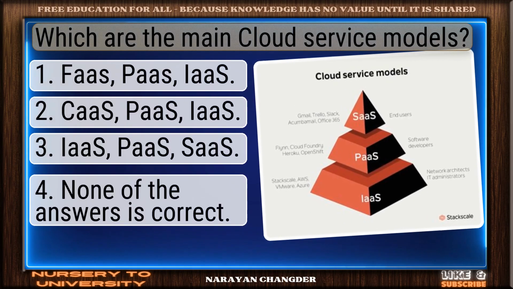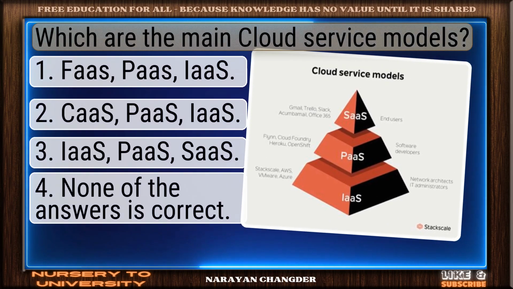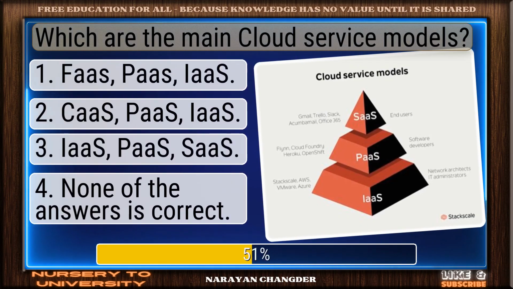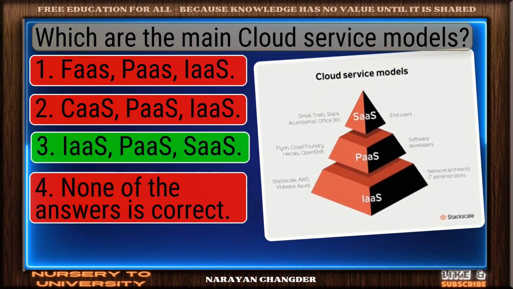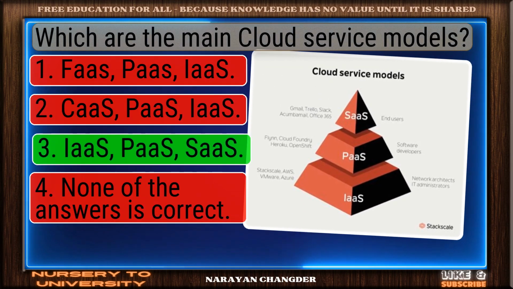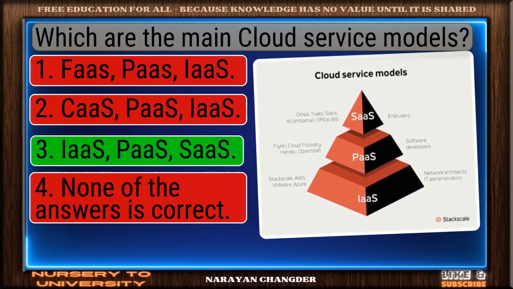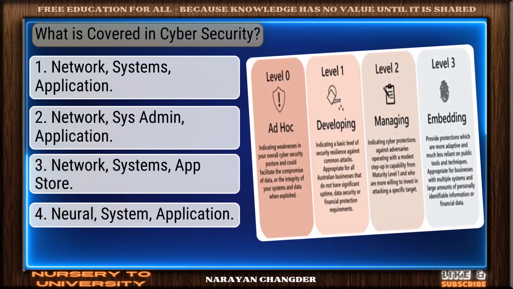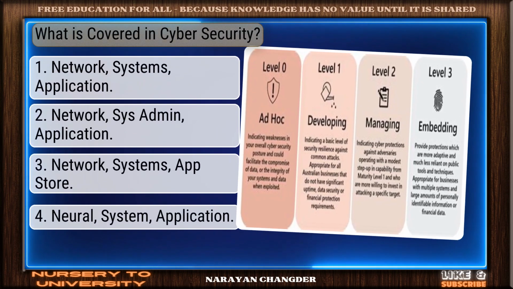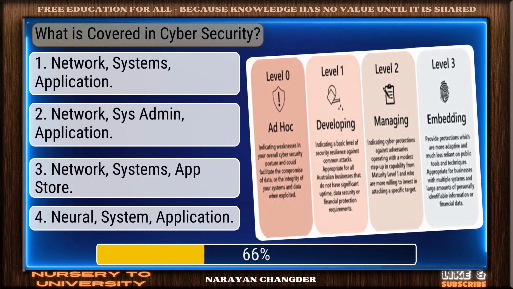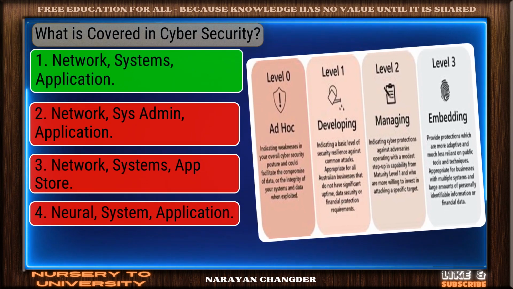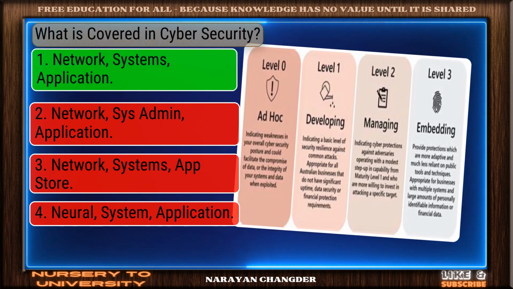Question number 66. Which are the main cloud service models? Clear logic. Your choice, IaaS, PaaS, SaaS, is sound and 100% true. Question number 67. What is covered in cybersecurity? Valid point. Network, systems, application is true.